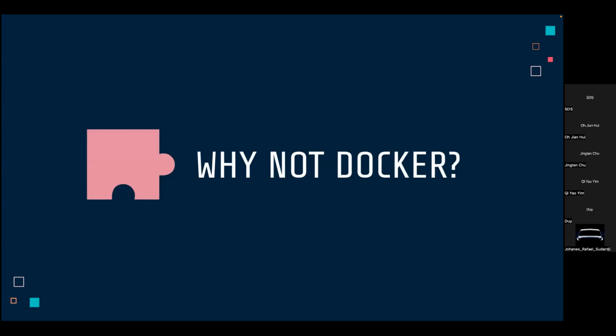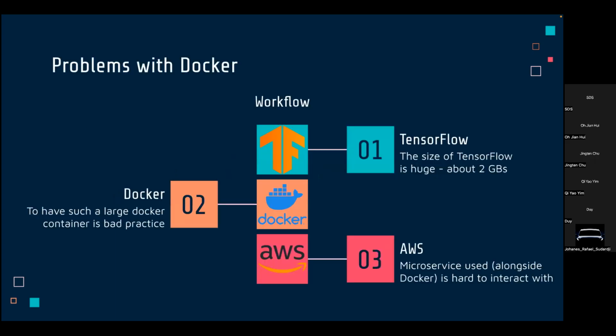So your next question will be, okay, so I know why we deploy now, but why not Docker? Here's the problem with Docker. Let's start off with TensorFlow. This model itself is trained on TensorFlow, and TensorFlow itself is really big. It's like 2 gigabytes. So let's say we are really insistent, we want to put TensorFlow on Docker. Sure, we can do that, but it is bad practice to do so because the Docker container itself is going to be really huge. Docker itself is meant to containerize stuff, and it's not meant to be that big. It's meant to be more compact. So that's the problem with Docker.